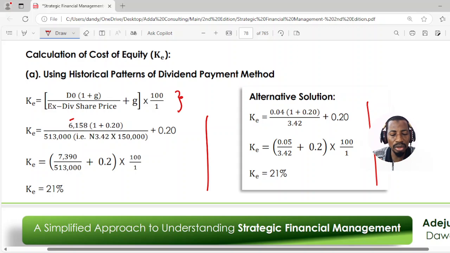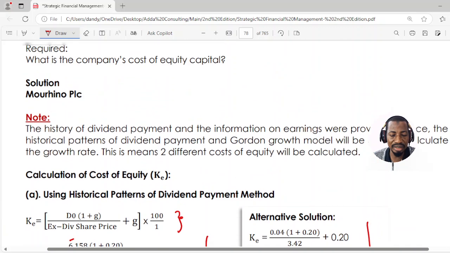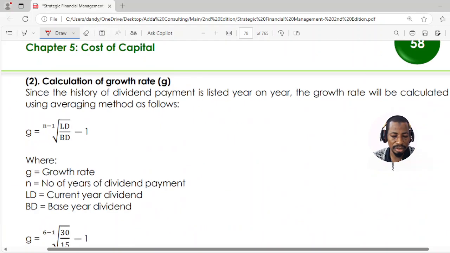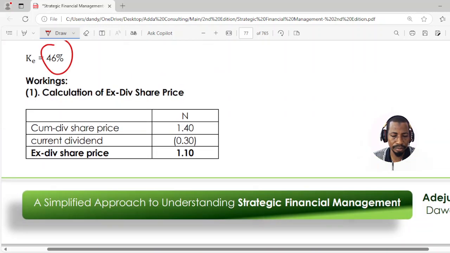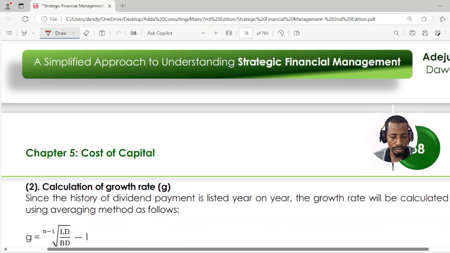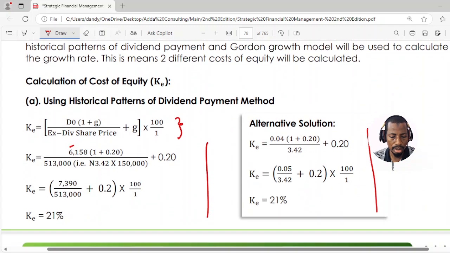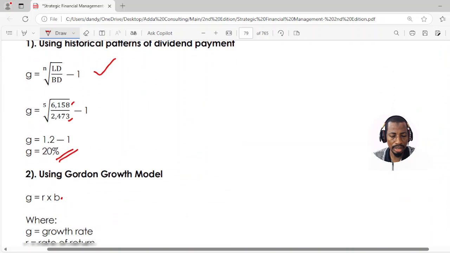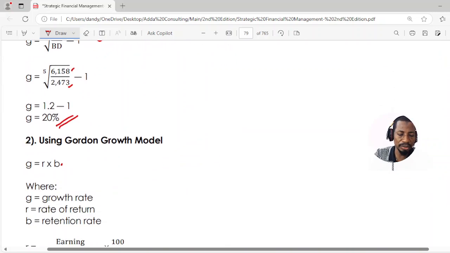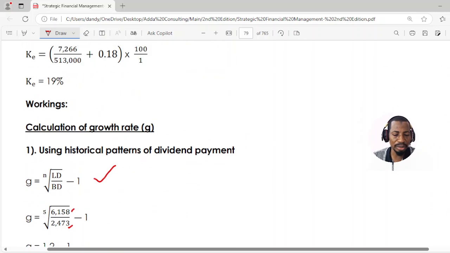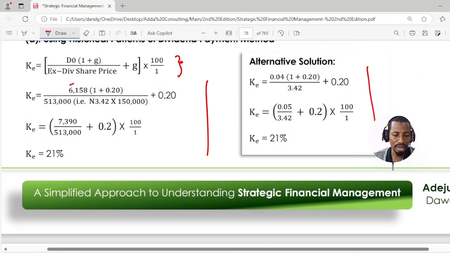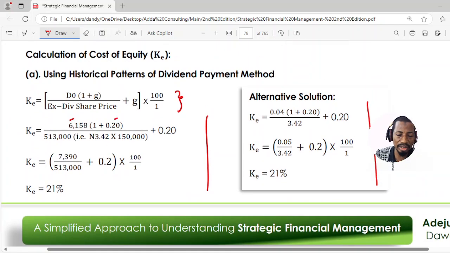The growth rate we computed for the historical pattern of dividend payment is 20%. This is the 20%. Oh, sorry, it's down there. Yeah, this is the 20% growth rate. So that 20% is what I'm using here to calculate.